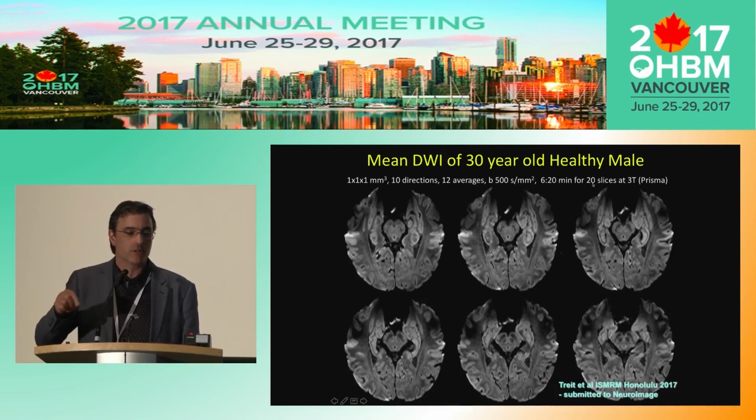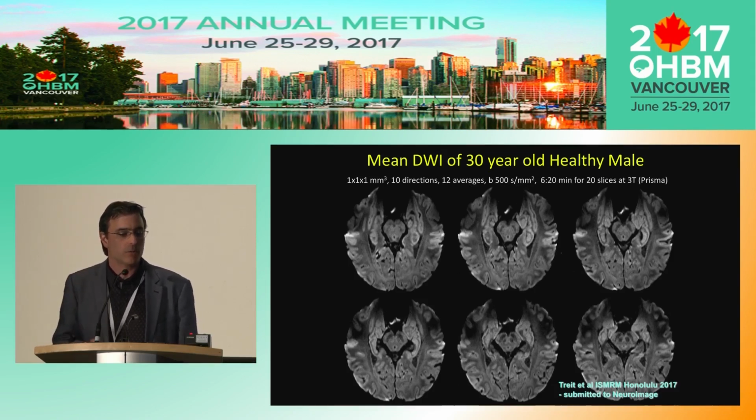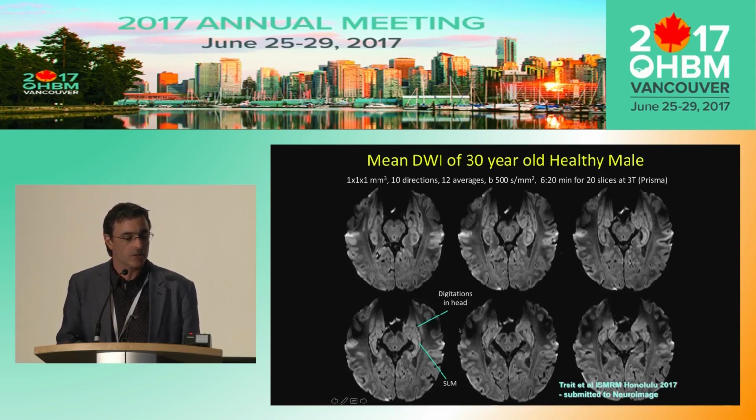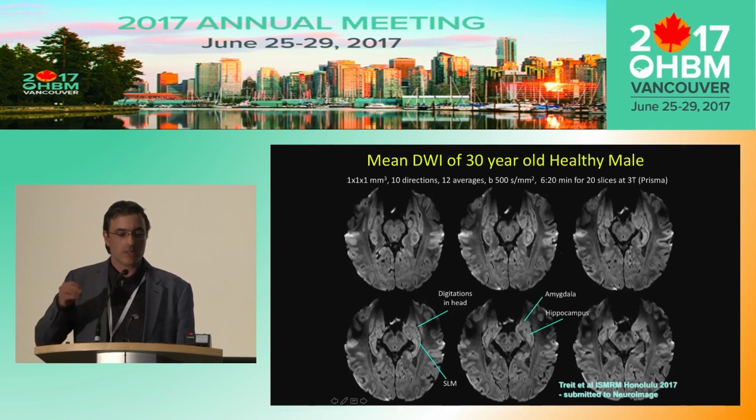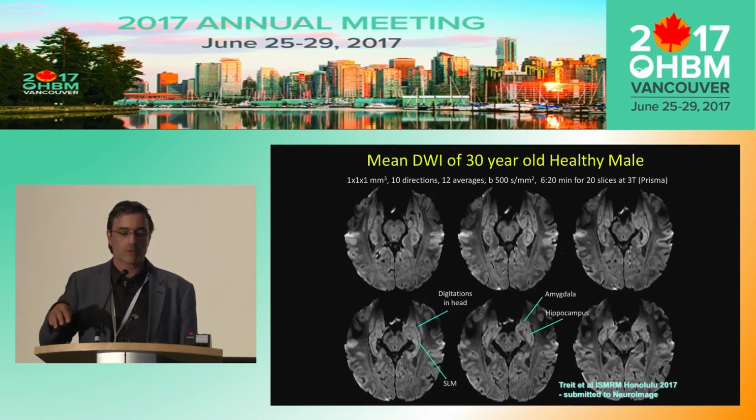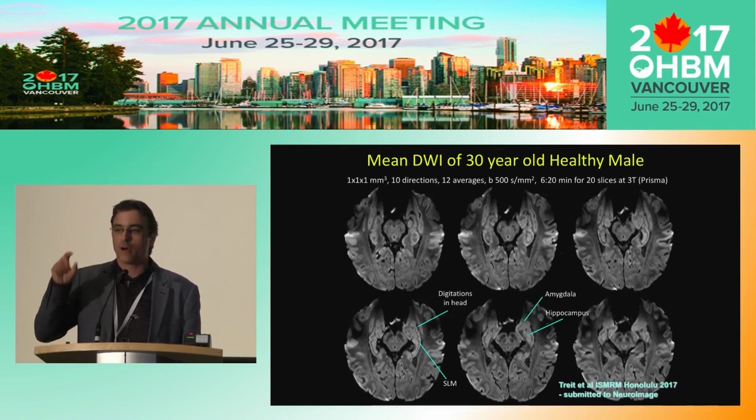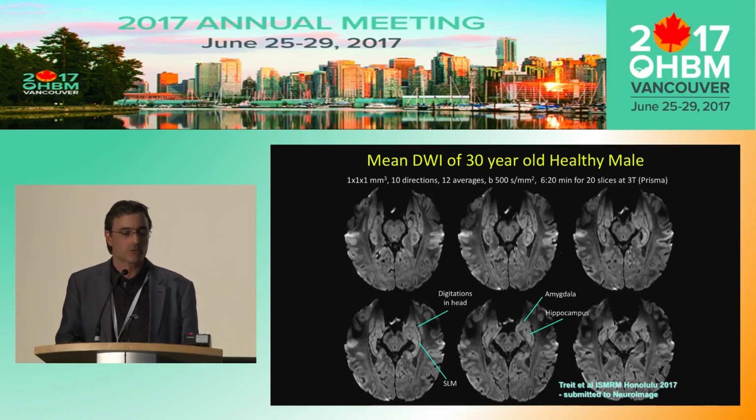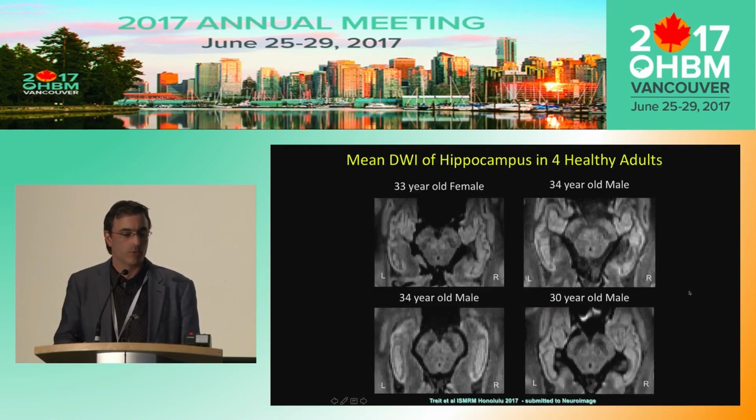We only acquired 20 slices, and these are a different orientation than you might be used to looking at. It's aligned along the length of the hippocampus from front to back. And now look at all this beautiful structure you can see within the hippocampus. You can see digitations in the head. You can see the SLM going up there. You can see distinguishing between the amygdala and the hippocampus, and so forth. So you can get some very nice anatomical detail if you focus your diffusion acquisition on the structure that you're actually interested in, and then you can make diffusion measurements and so forth.